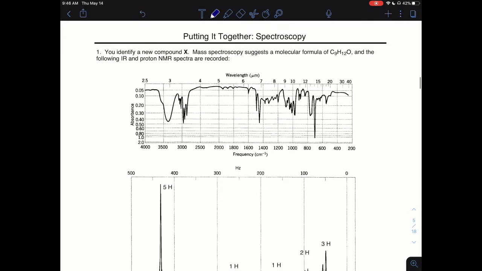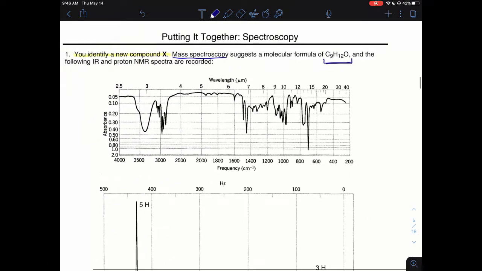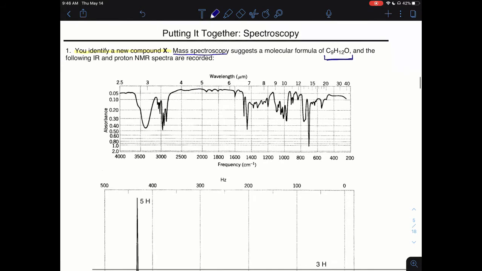Let's get to the real fun. And the real fun is to use IR and NMR data to solve for the structure of unknown compounds. We identify a new compound, compound X, and mass spectroscopy, which we may or may not learn about next semester, suggests a molecular formula of C9H12O. And the following IR and proton NMR are recorded. So let's analyze them.